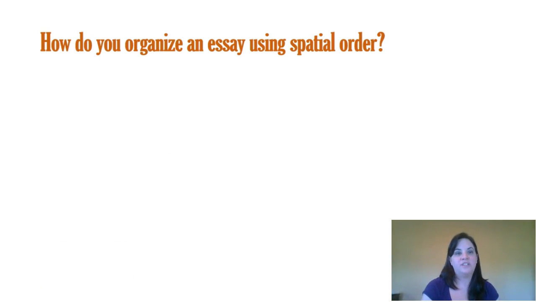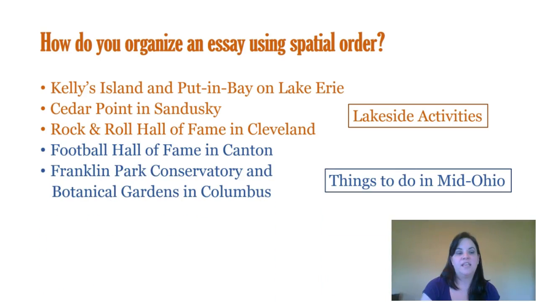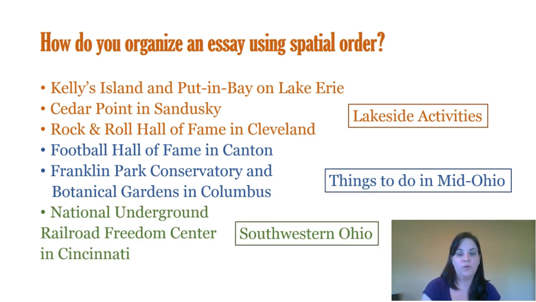Now that I've decided to use a north to south spatial order, I just need to group my ideas together to create 3 main ideas, 3 body paragraphs. The Lake Erie Islands, Cedar Point, and the Rock and Roll Hall of Fame are all on the north coast of the state, so I can have one main point about lakeside activities. Canton and Columbus are in the middle of the state, so my second main point can be about that. And Cincinnati is at the southwestern border of the state, so that can be my last main point.